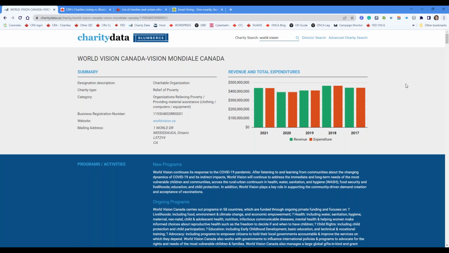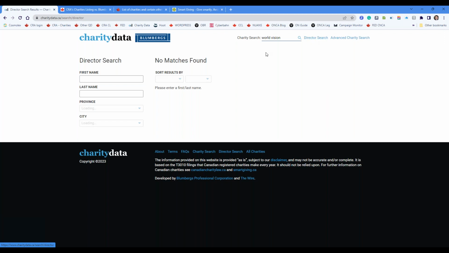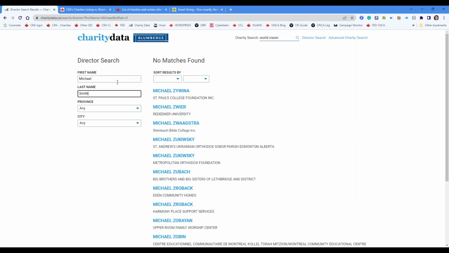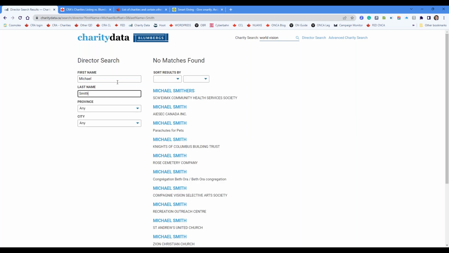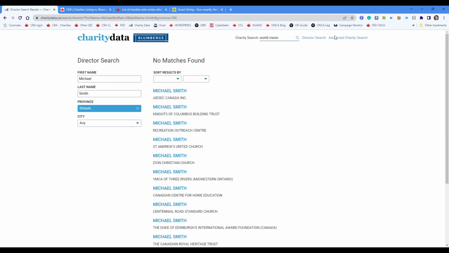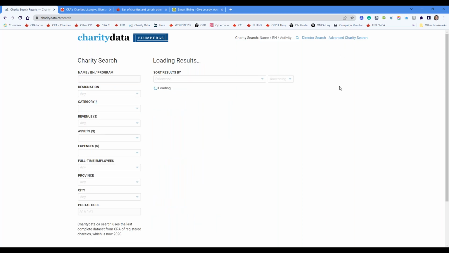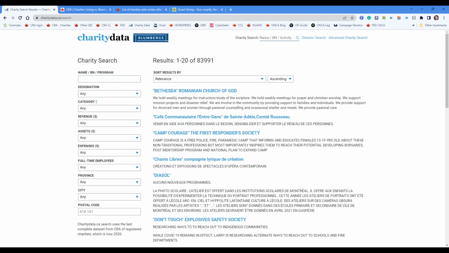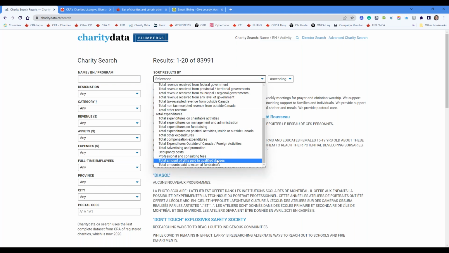That's the most basic information on charity data, which is essentially just to look at an individual charity. You can also do a director search, so you can quickly search and see if a person is involved with a particular charity, or if you know they're involved with a particular charity, you can look up the charity. But if you don't know if they're involved with any charity, you can look them up and segment it by, say, provinces and things like that. Also, there's the advanced charity search function, which can be really helpful for those who are looking at more in-depth information. You can search by many, many different things.